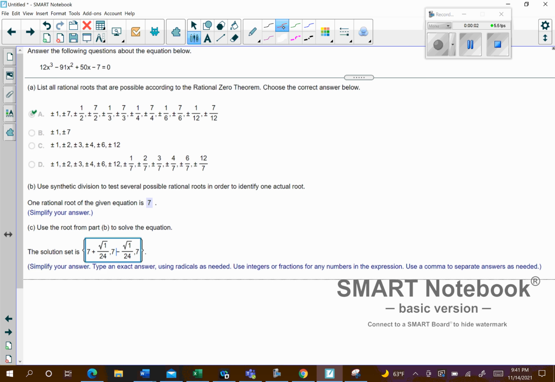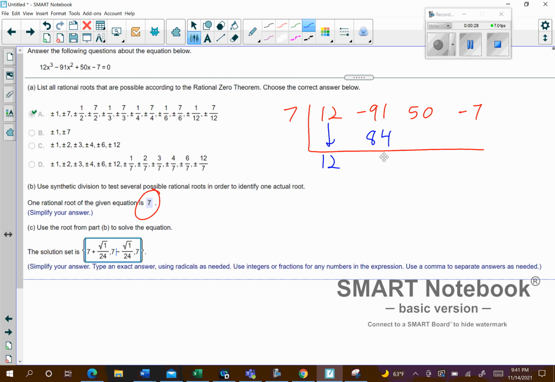Okay, so let's take a look at this. So we know 7 works. So let's go ahead and do the synthetic division with that real quick and see what we have left. So let's see, 12, negative 91, 50, negative 7, and we're going to use 7. So we'll drop the 12, and then 12 times 7 is, was that 84? And that adds up to negative 7, I believe. Yep. And so then that will give us negative 49.